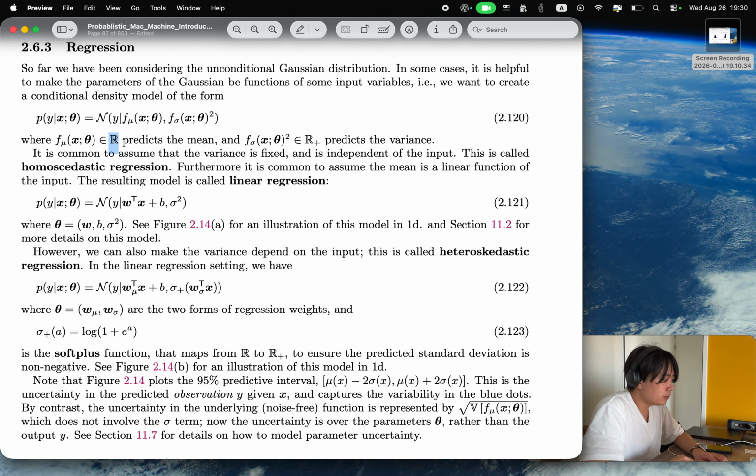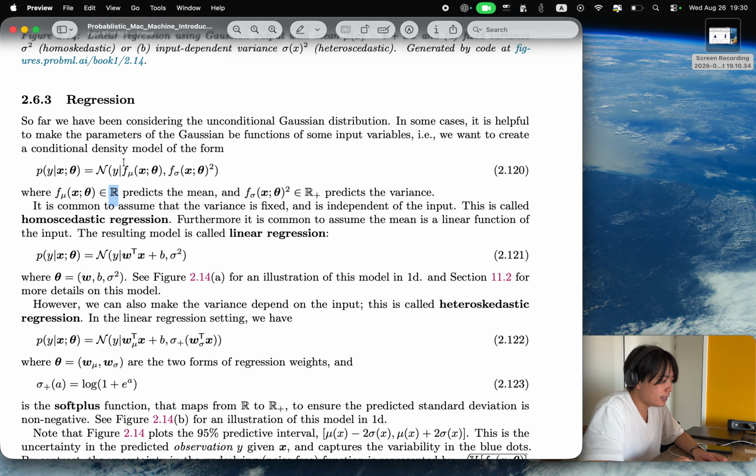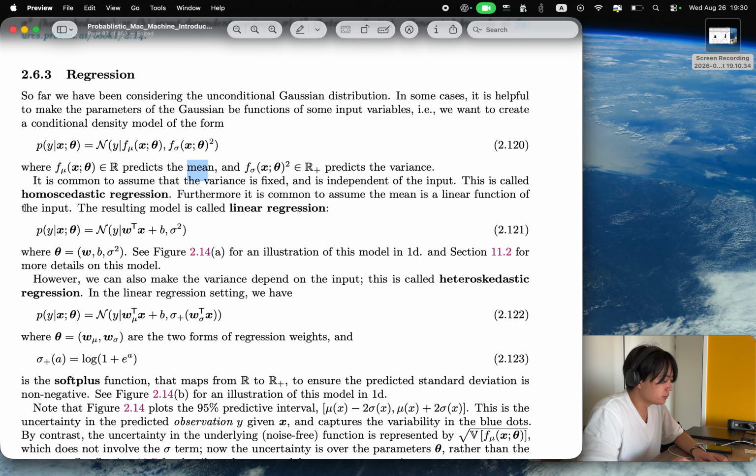And this is the real value, so to say, mu, and it takes a predicted variance, so it takes the mean and the variance. When the variance is fixed and independent of the input, it is called homoscedastic regression. This concept is further reduced to a model called linear regression.